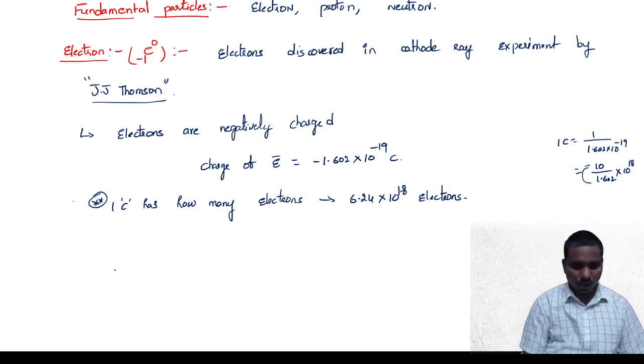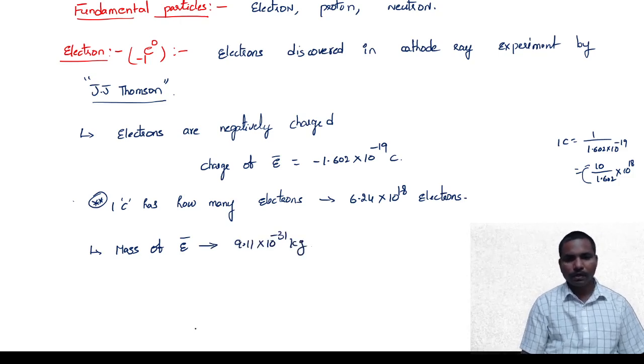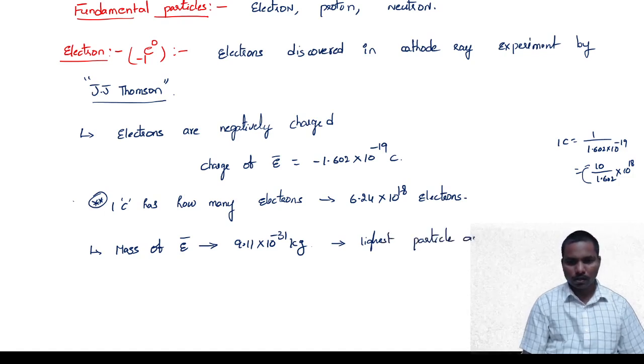And the next one, mass of electron. It is also very important. Mass of electron is 9.11 into 10 power minus 31 kg. So it is very less. The mass of electron is very less, so that's why it is considered the lightest among the three particles: electron, proton and neutron.